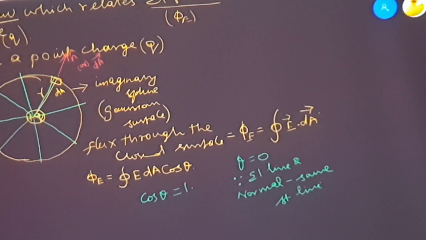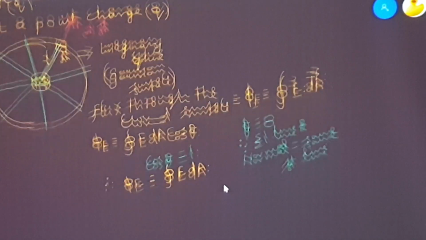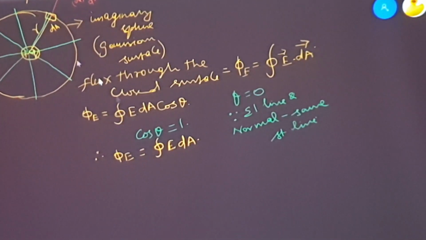If cos theta is 1, what will happen to phi E? Therefore, I can write phi E is equal to the closed integral of E dA. Okay, now what can I do? When I am considering that small surface area, inside it the electrical field is considered to be uniform.